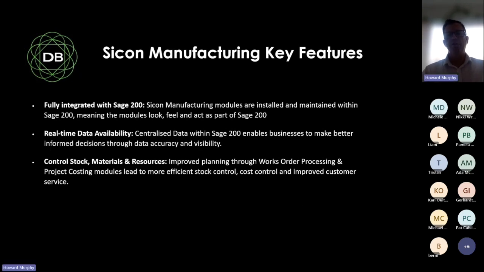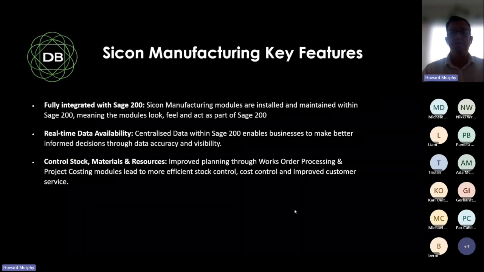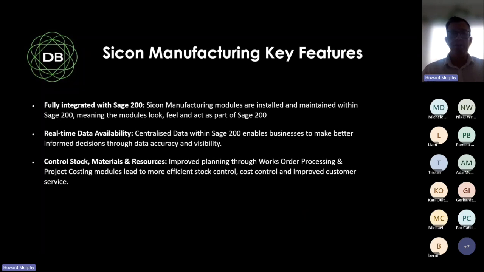So if you're utilizing some of the fuller extent of the actual Sicon Manufacturing, you can see here, we've improved planning through using the likes of works order processing, the project costing modules, so that you're on top of your stock control. Sage 200 has a very decent, for people moving from 50 to 200, it has a much better stock control system. It has far better features to keep on top of things. So it's got an integrated stock and purchase order module. The stock is integrated with the general ledger, so you can run all your KPIs based on the centralized information.